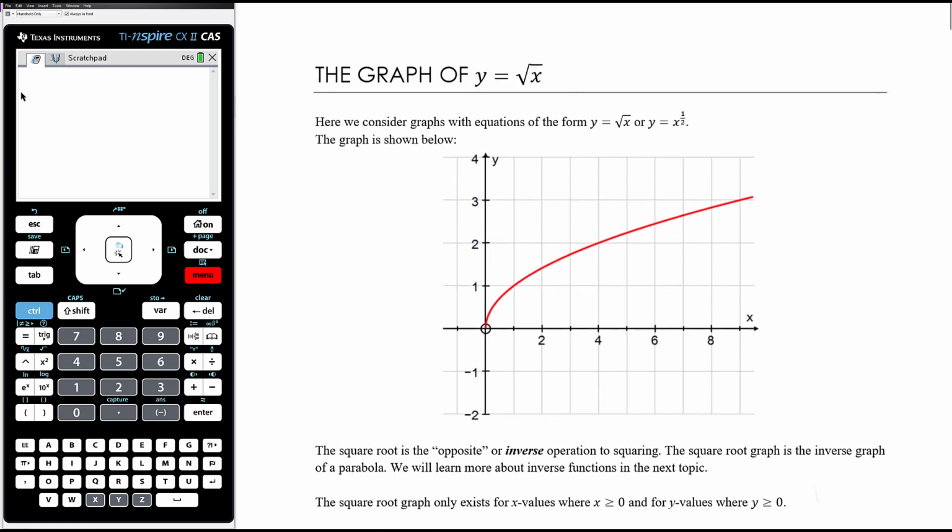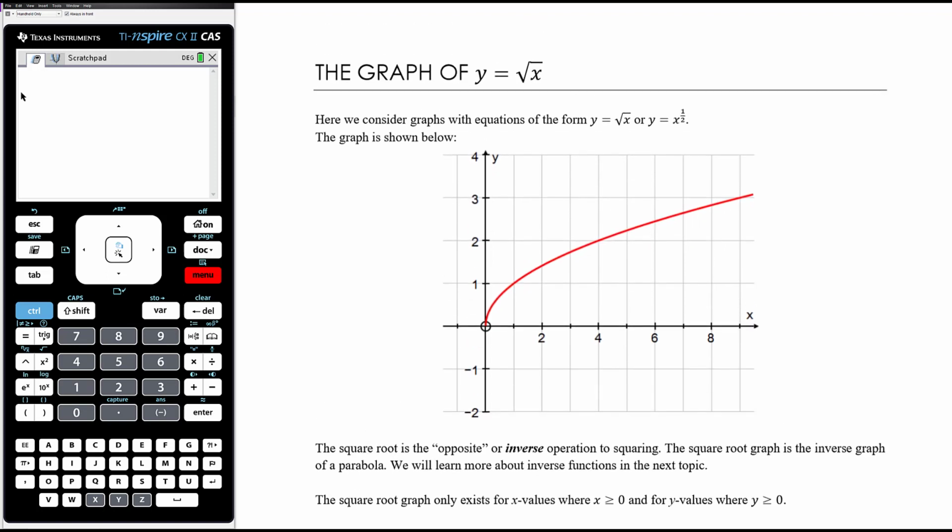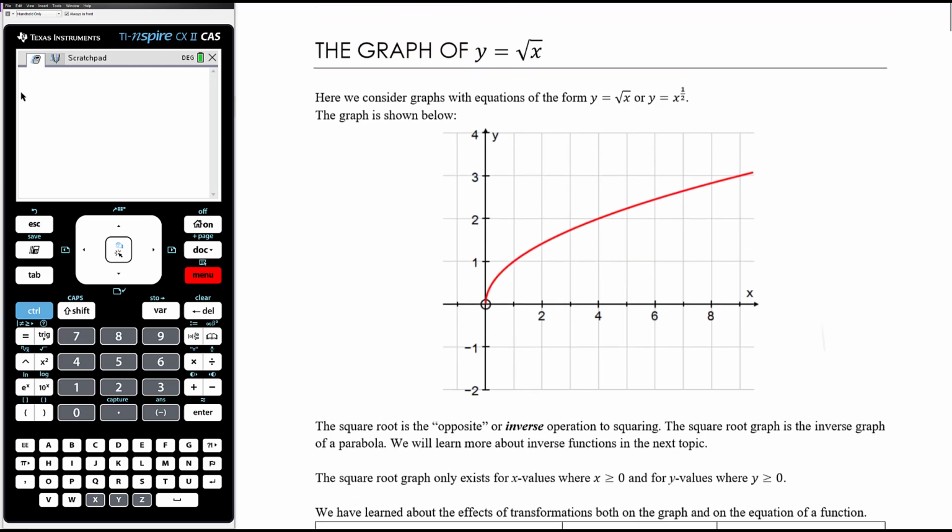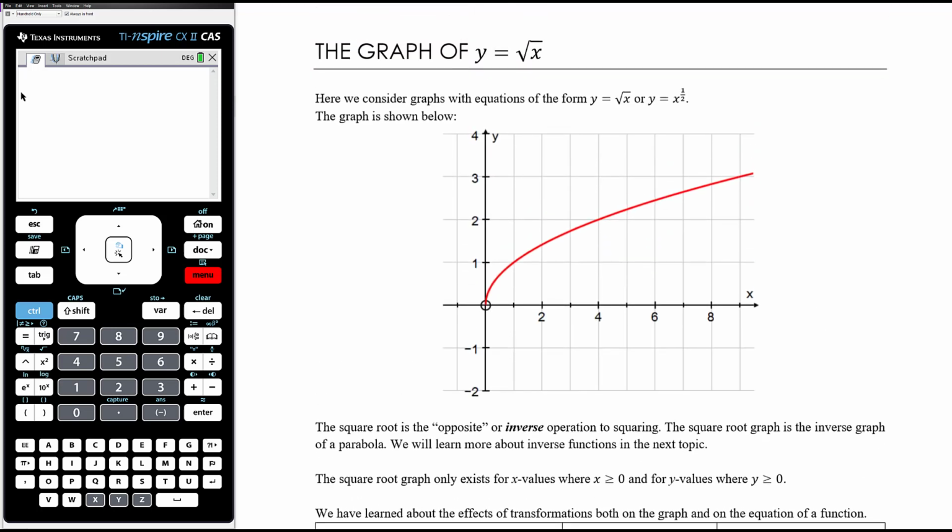So the square root is the opposite or inverse operation to squaring, and the square root graph is the inverse graph of a parabola. We'll learn more about inverse functions in the next topic. If we were to have y equals x squared, now the scale's not nice and square here, but y equals x squared would go this way, y equals the square root of x goes this way.